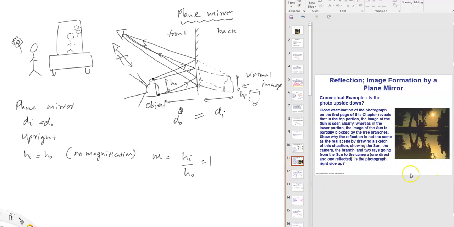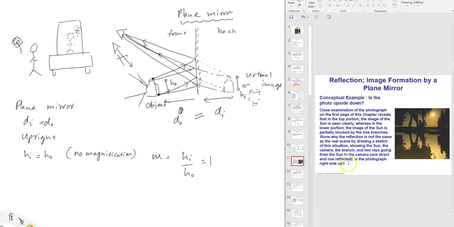Here's that conceptual question. It's a photograph of a lake, there's some water, you see the sun here, there's a bunch of trees. Is this upright or is this upside down? Or is it right side up? So think about it. I won't give you the answer right now.